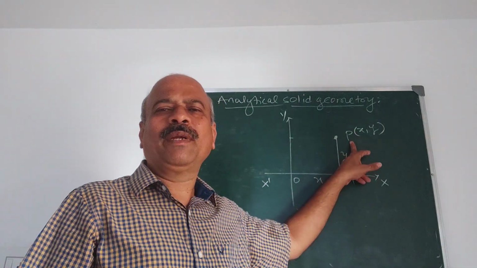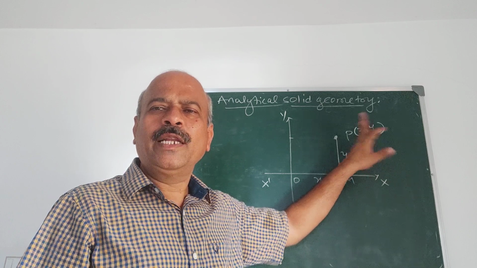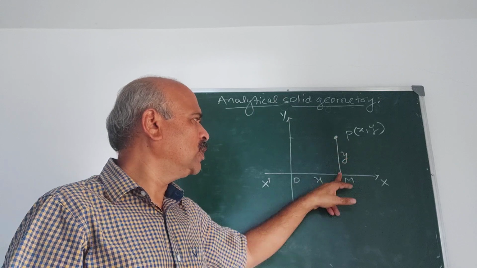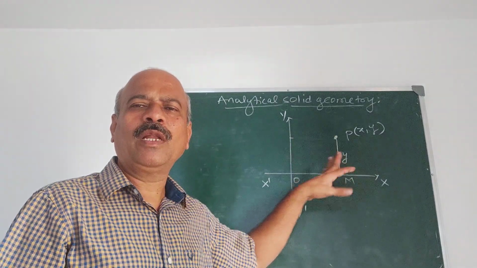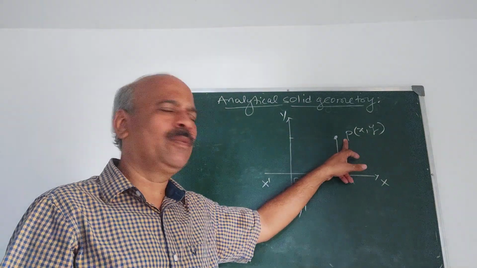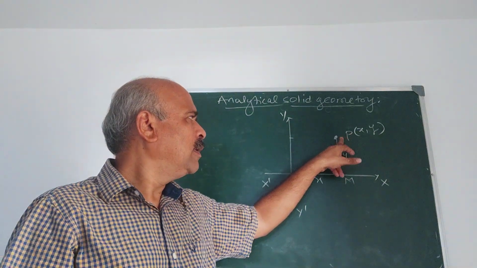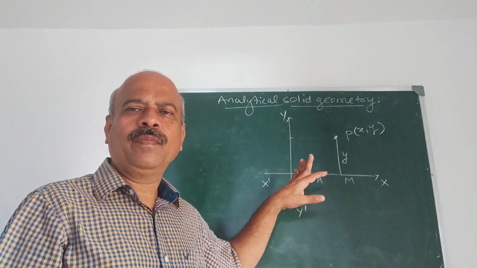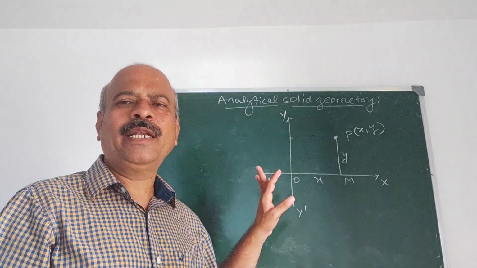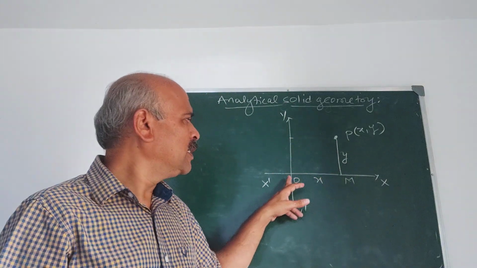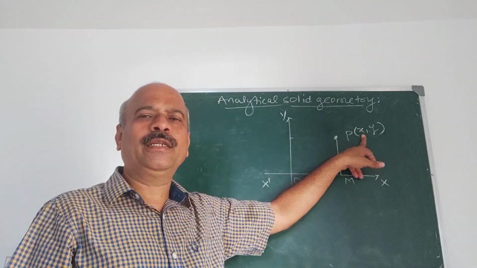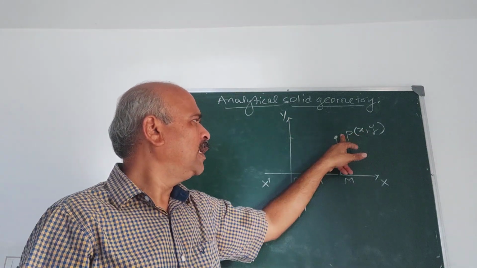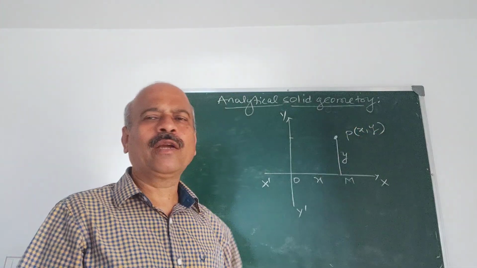Therefore, what are the coordinates of a point in the plane? Coordinates of a point in the plane are nothing but the perpendicular distances from two mutually perpendicular lines. Perpendicular lines are known as coordinate axes. Here the distance from the y-axis is taken as the x coordinate, and the distance from the x-axis is taken as the y coordinate.